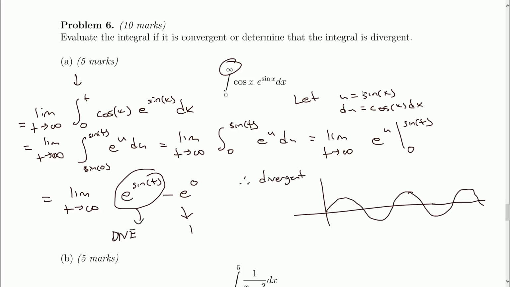And if you wanted to write up a little explanation: sine bounces between 1 and -1, so e to the sine bounces between 1 over e and e. It never settles down. The limit never just sort of materializes.